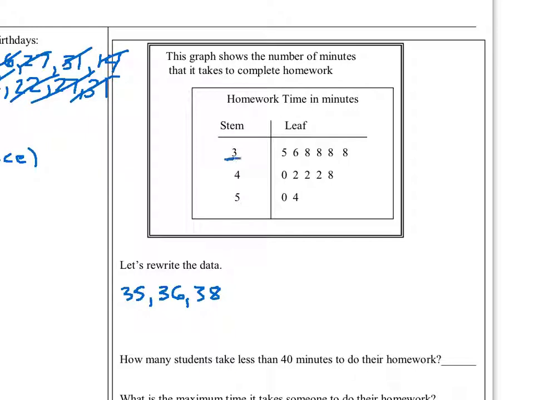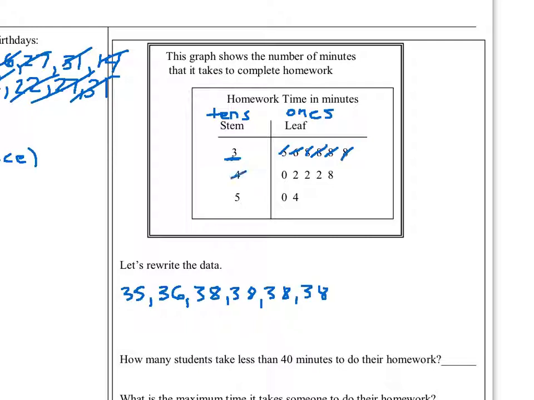All right, so our stem is 3. That tells us that's our tens place. I always want you to label the stems and the leaves as the tens and the ones. So a stem of 3 and a leaf of 5 is 35. A stem of 3 and a leaf of 6 is 36. A stem of 3 and a leaf of 8 is 38, and there are more 38s after that.